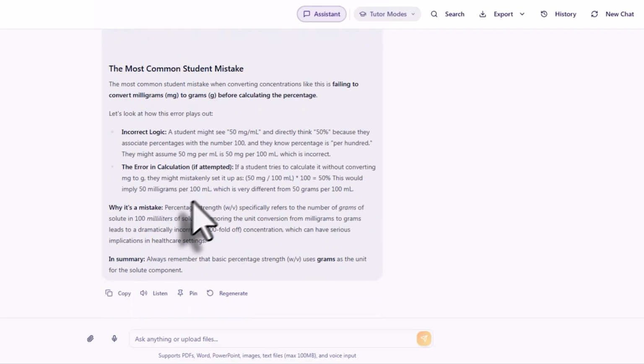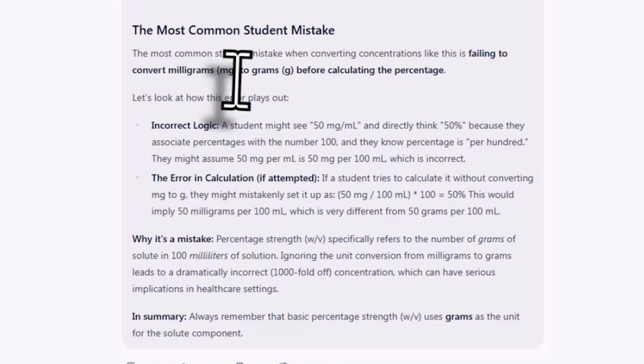So here, BVinci identifies the most common mistakes that the student will make. And the most common mistake here is failing to convert the milligrams to grams before you calculate the percentage. If you miss that particular key thing, then everything else will be incorrect when you do your calculations. So why is it a mistake? Because percentage strength is once again the grams of solute in 100 milliliters of solution. And if you ignore this conversion, then your answer will be 1,000-fold incorrect.